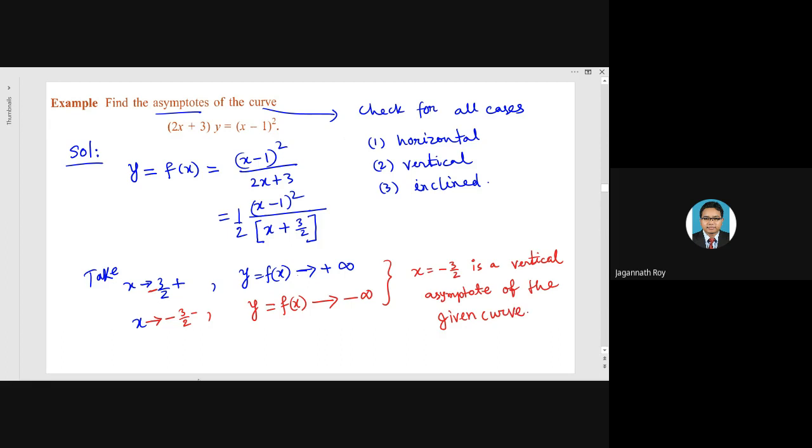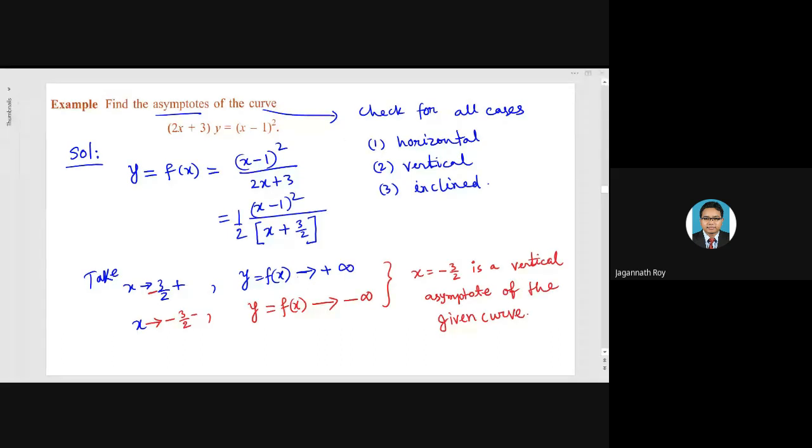So if you try to plot the diagram, just take the help of y equals (x minus 1) whole square divided by 2x plus 3.